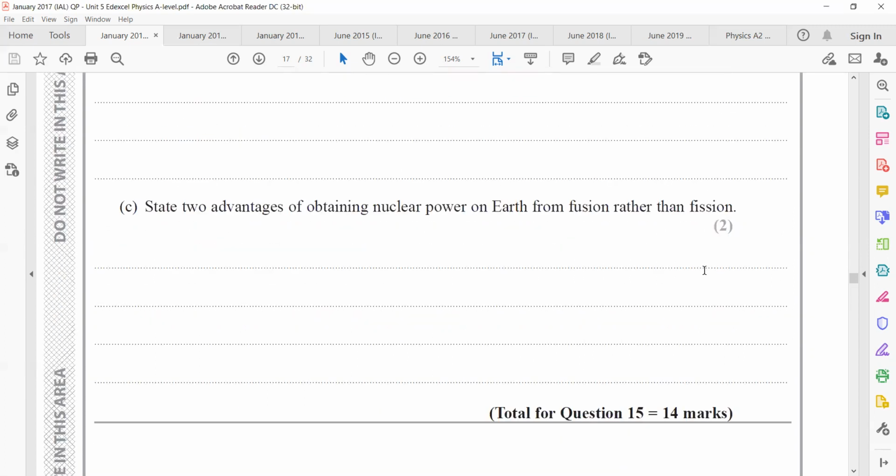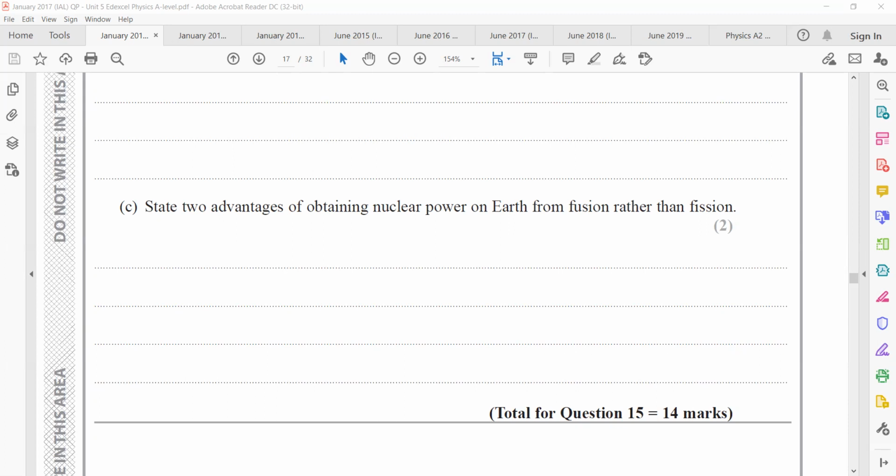State two advantages of obtaining nuclear power on Earth from fusion rather than fission. So compared to fission, what are the advantages of fusion? Number one, when we compare fission with fusion, fission has a limited supply or limited fuel as compared to that of fusion.